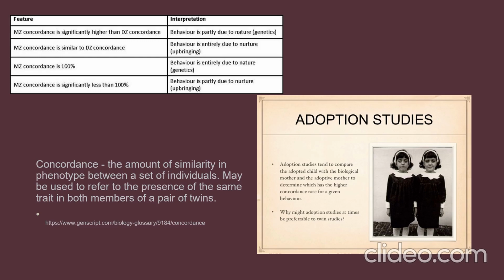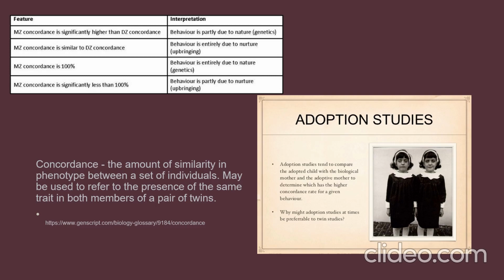Halimbawa, matalino yung parehong twin, 100%. I mean, may dalawang twin, yung IQ ng isa 140, yung IQ ng isa 140 pareho. Mataas ang concordance, no? Behavior is entirely due to nature or genetics. Pero kapag yung isang twin ay 90 ang IQ, yung isa 150, that is due to nurture.